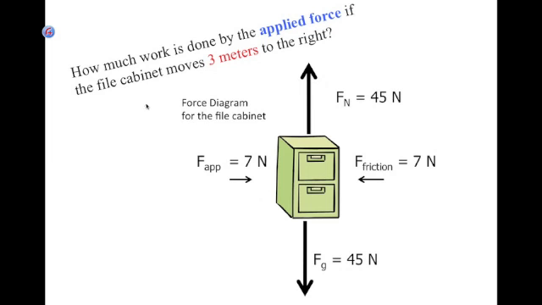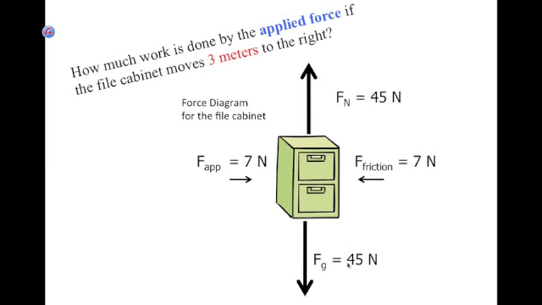So in this case, we want to answer the question on the screen. How much work is done by the applied force if the file cabinet moves 3 meters to the right? Well, we have lots and lots of forces acting on this. We have an applied force of 7 newtons. We have a friction force of 7 newtons in the opposite direction. So we know that since this is moving across here, and these forces are balanced, it's going to move at a constant velocity.